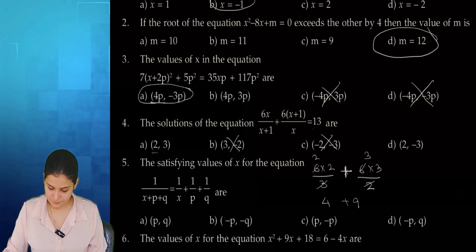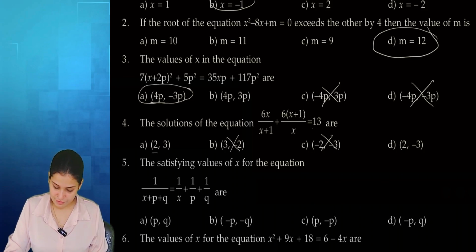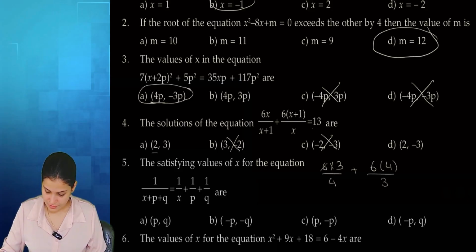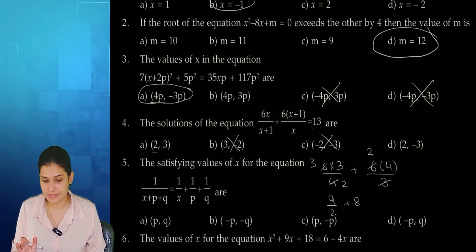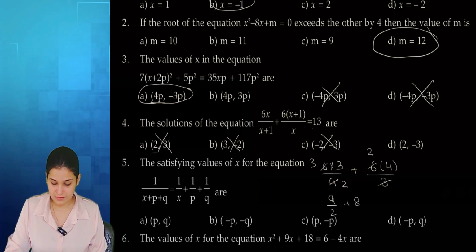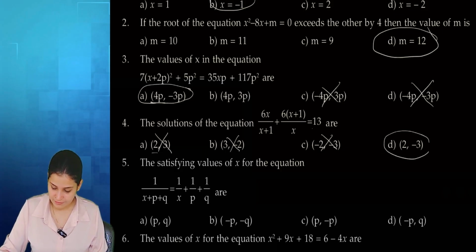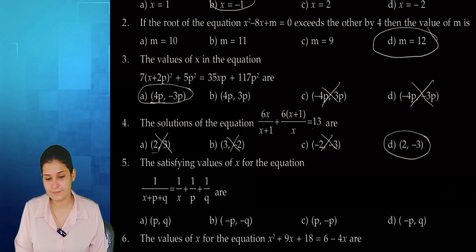Now let us try for 3. 6 into 3, 3 plus 1, 4. And this is 3. 2 threes are 6, 2 twos are 4... 9 plus 8 can't give us 13. So this is incorrect. So automatically our answer will be D.